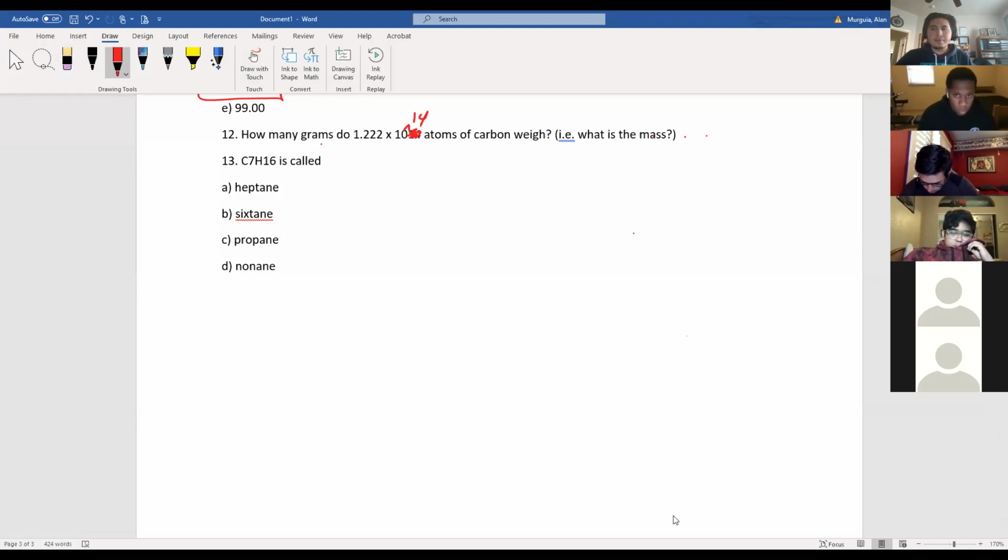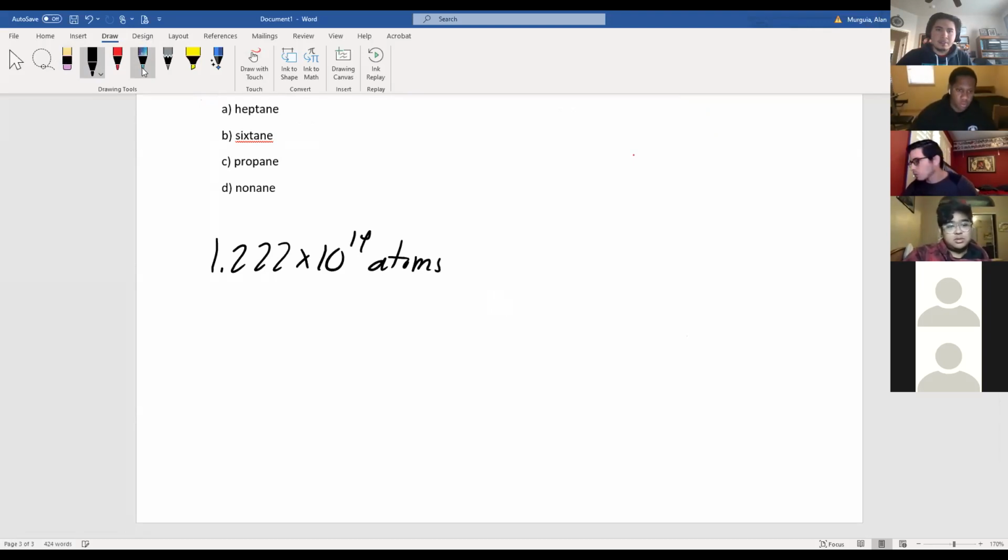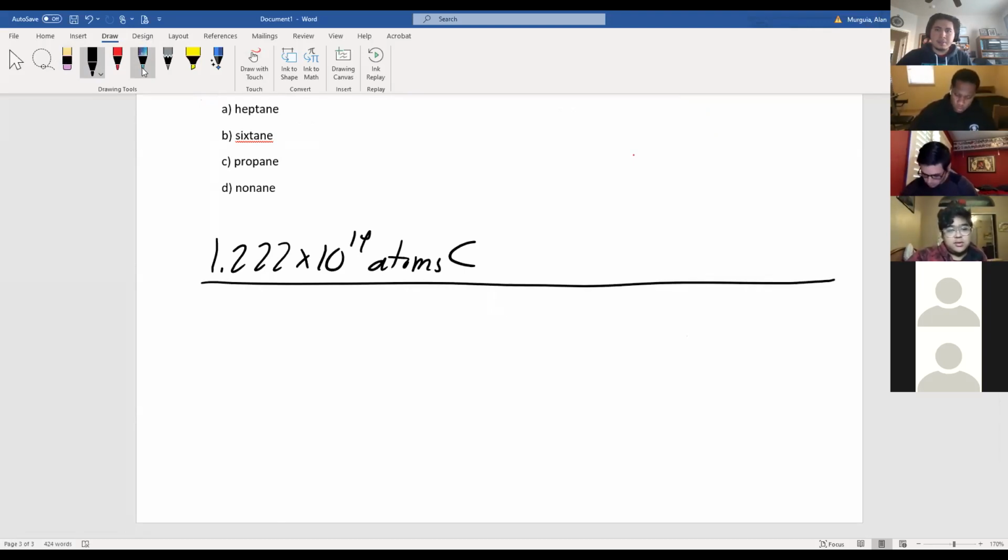So we're going from atoms to grams. Let me write this down here. Actually, let me go lower, that way we have room. First, we had to divide it by Avogadro's number. So let's do that. We have atoms of carbon, so let's divide by Avogadro's number.